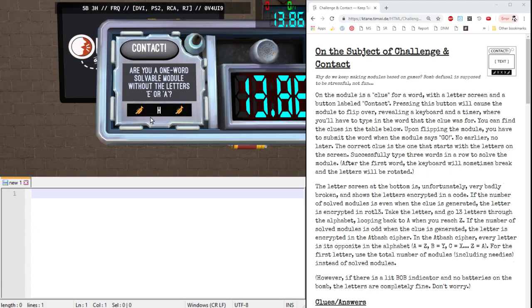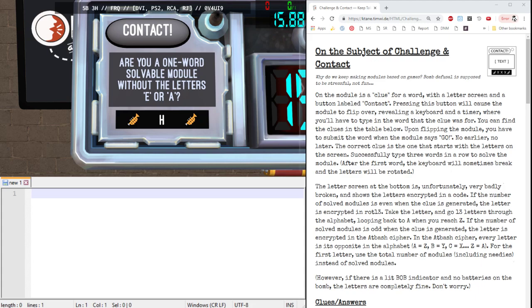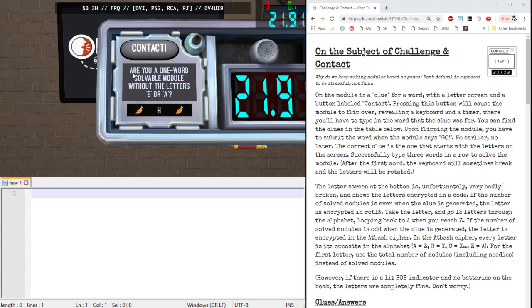For this module, you are given a contact button, that's your kind of trigger button, your thing you're going to click, a clue, and then a hint, which is part of the letters in some order, hopefully. What we're going to do is take this letter, convert it, following the instructions here, and figure out what it's hinting at with this clue.